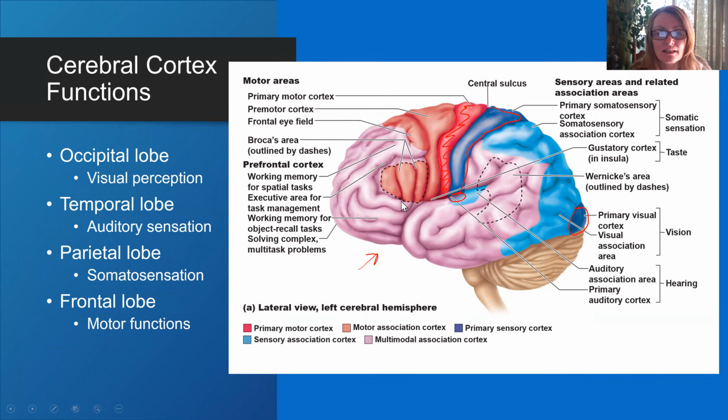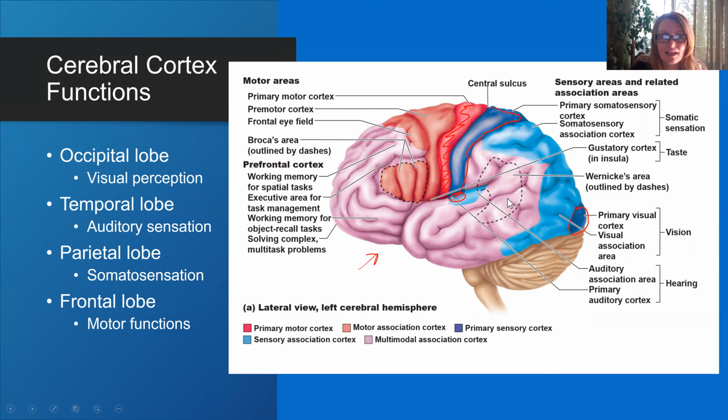And then we have this kind of brown color right in front of the primary motor cortex, and it's called motor association cortex. And then in a light blue, we have sensory association cortex. And then a lot of this light purple color is multimodal association cortex, right? So that makes sense to begin with.